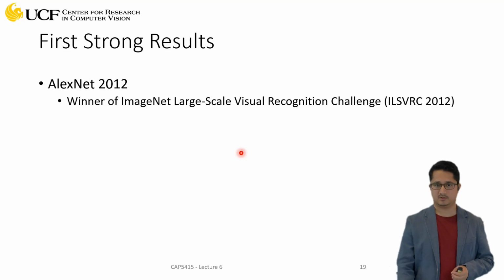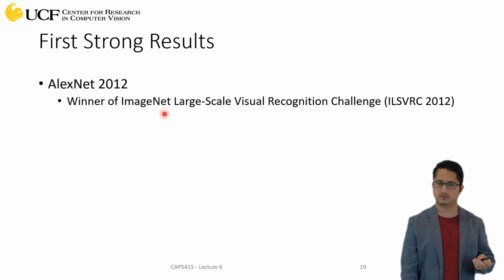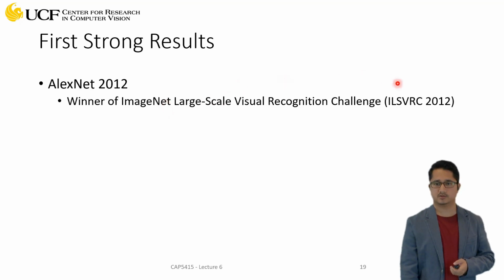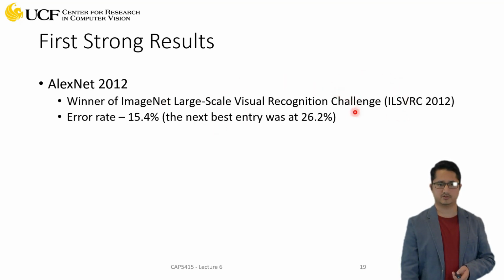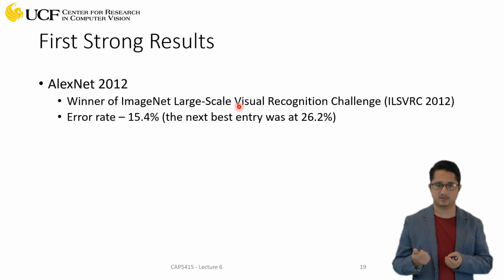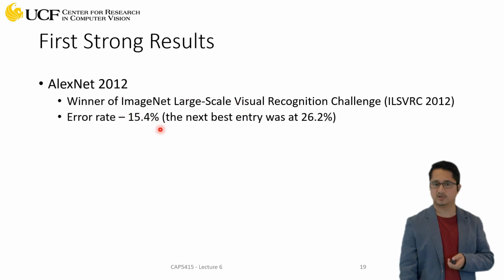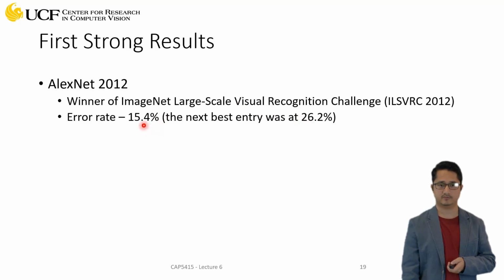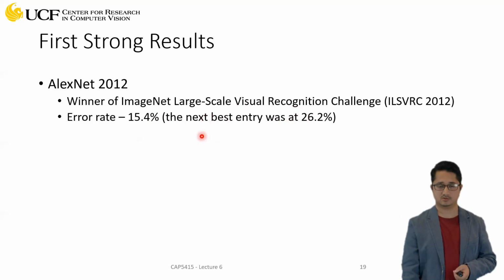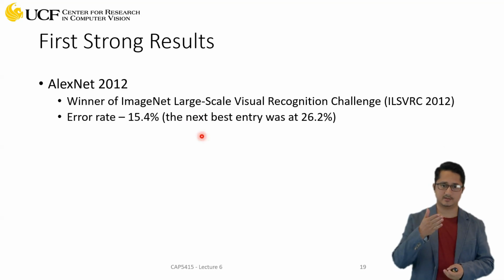What happened in 2012 was there was the ImageNet image classification competition, which used to be there in the computer vision community. It's still there. It was called the Large Scale Visual Recognition Challenge, and researchers were improving every year, maybe 1 or 2 points. But in 2012, the error rate improved by almost more than 10%. It dropped from 26% to 15%. The next best entry was at 26%, which was not using CNNs. So this was a big breakthrough, and that's when the deep learning revolution started.